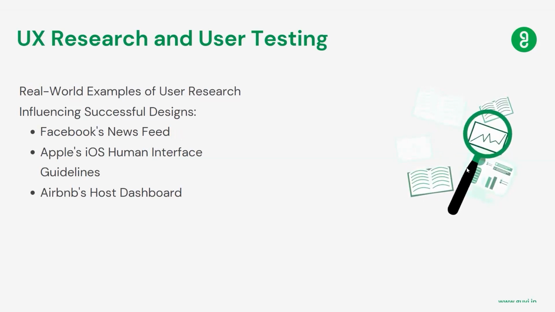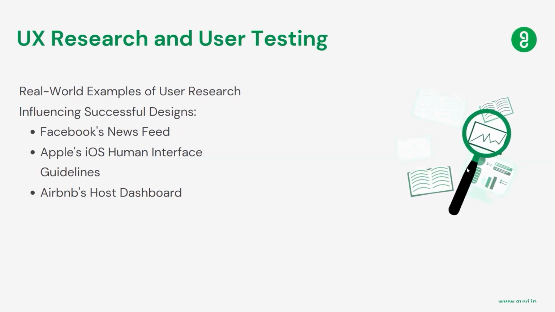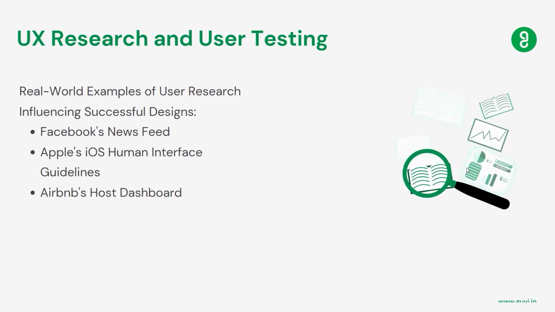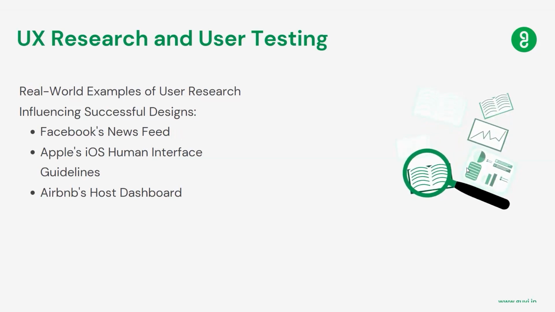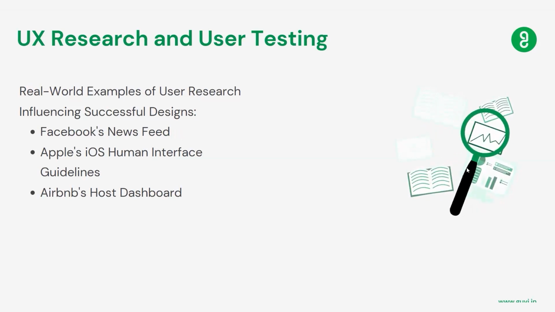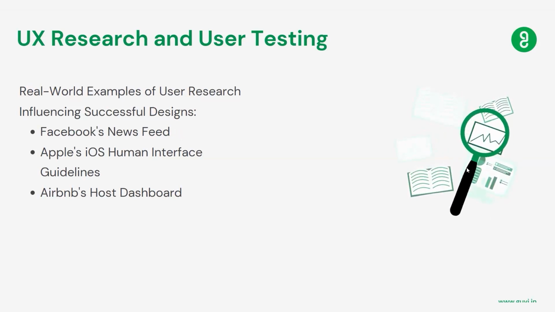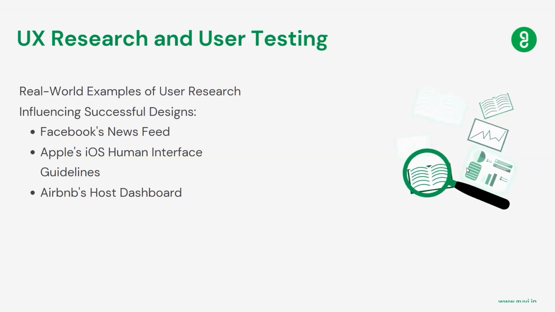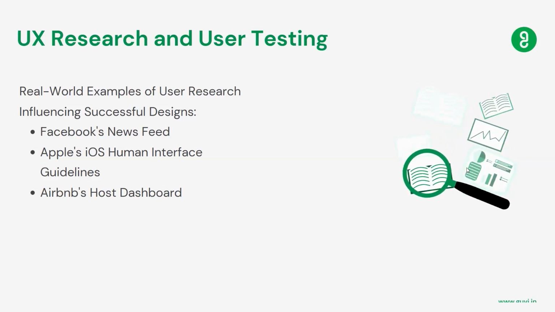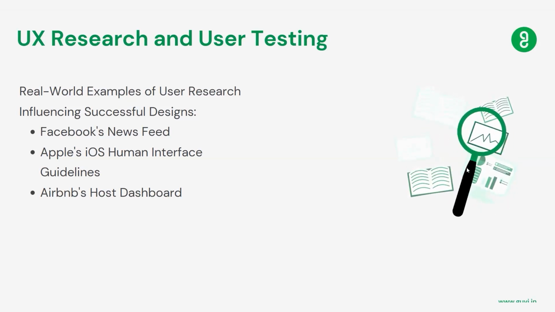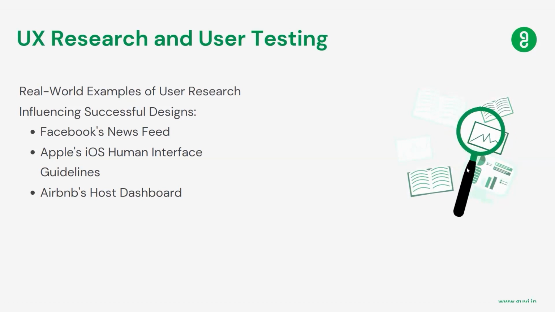So there are a few real-world examples of UX research or user research, and the first one is Facebook news feed. So Facebook extensively used user research to refine its news feed feature by conducting surveys, interviews, and user testing. Facebook gained insight into what users wanted to see in their news feed. This research influenced the design decisions and led to the development of a personalized, engaging, and addictive user experience.